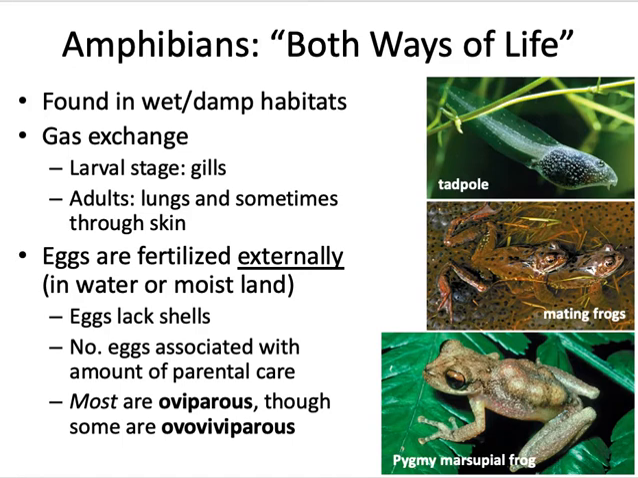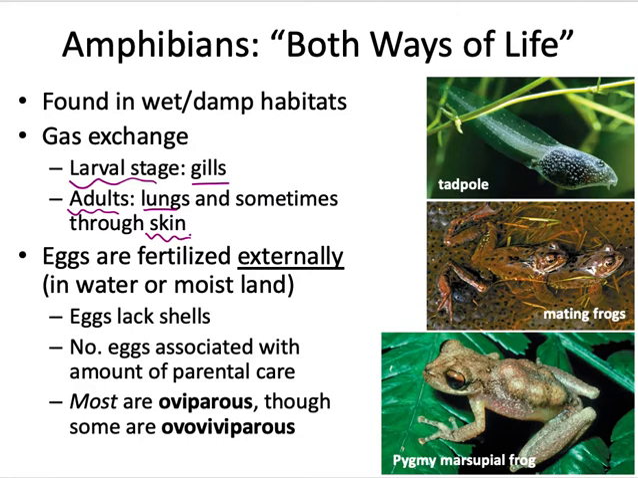Okay. So let's go to our first group of tetrapods, the amphibians. So key features of amphibians. They're always going to be found near water. So they'll be found in wet or damp habitats. Their respiratory system is gills in the larval stage and lungs in the adult stage. And many adult amphibians can also exchange gases directly through their skin.